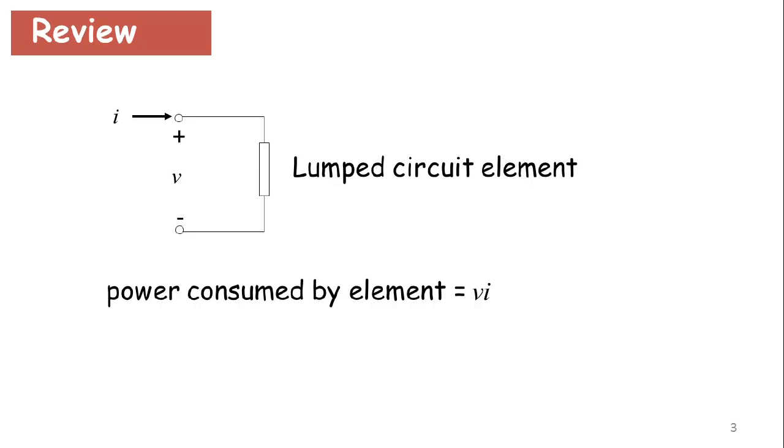Now, as you make the lumped matter discipline, you end up with these lumped elements like resistors and voltage sources and so on. And what we do with these lumped elements is we can label what are called the branch variables or the terminal variables for these lumped elements. So for example, V is the voltage across the element, and I is the current through the element. The power consumed by the element is given by VI.